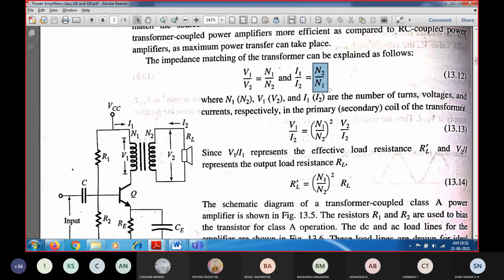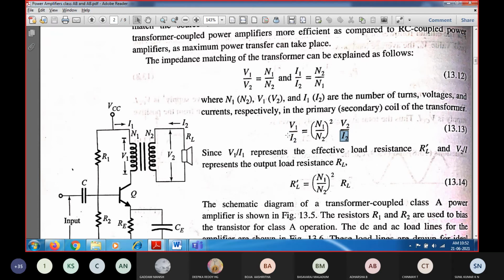If you consider this, what will be V1 by I1? It is the corresponding voltage and current, and resistance R is equal to V by I. So the resistance offered here has to be matched to the load resistance. Using the transformer coupling, you have this relation: V1 by I1. Here they have made a mistake, so don't consider this as over. V1 by I1 will be equal to N1 by N2 whole squared into V2 by I2.